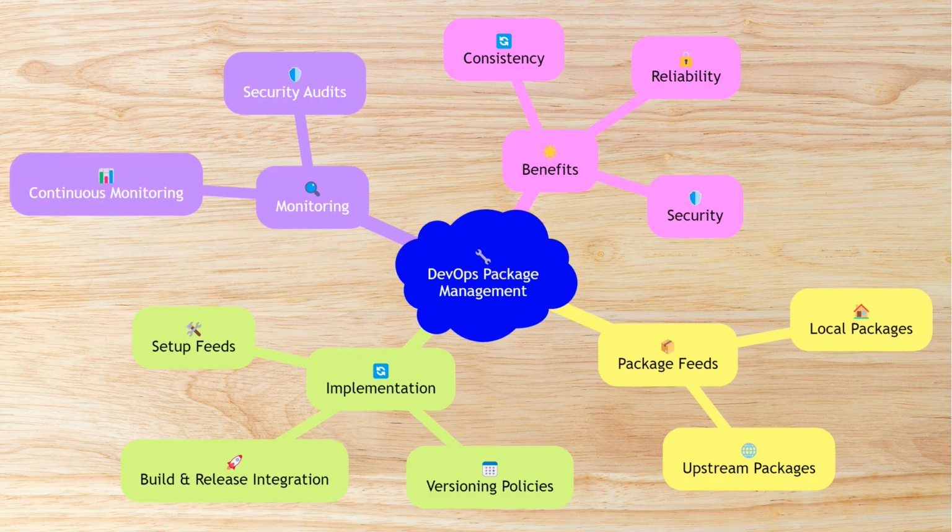In conclusion, designing and implementing package feeds and views is a critical aspect of modern DevOps practices. By effectively managing local and upstream packages, teams can ensure consistency, reliability, and security in their software development lifecycle. The next steps involve applying the concepts and best practices discussed in this presentation to your own projects. Start by setting up package feeds, defining versioning policies, and integrating with your build and release pipelines. Continuously monitor and audit your packages to maintain the integrity of your software projects.